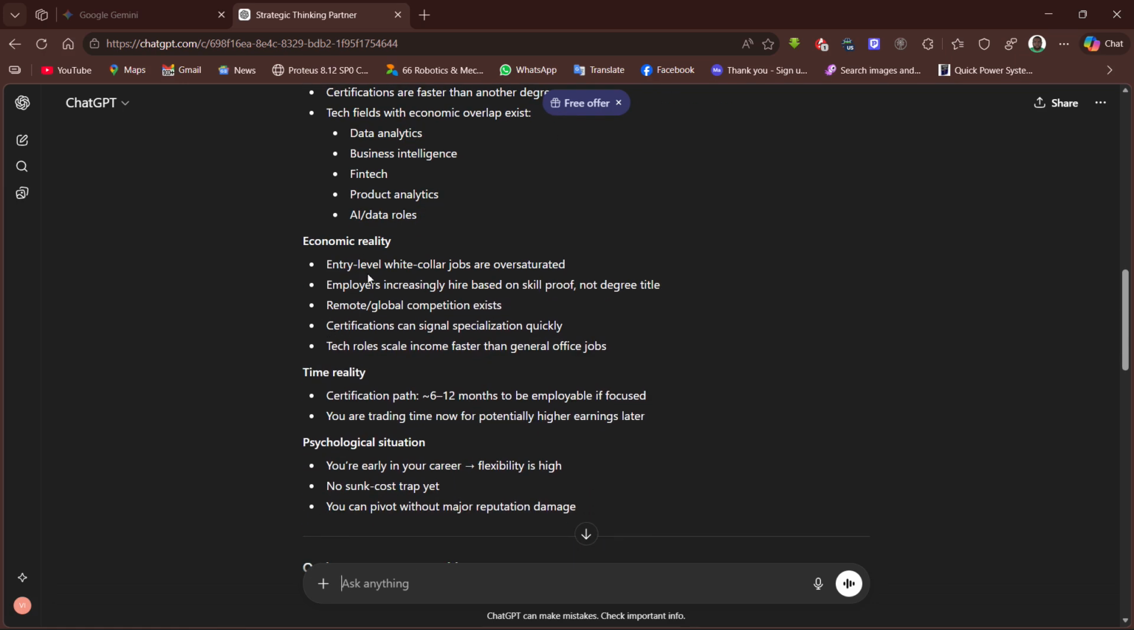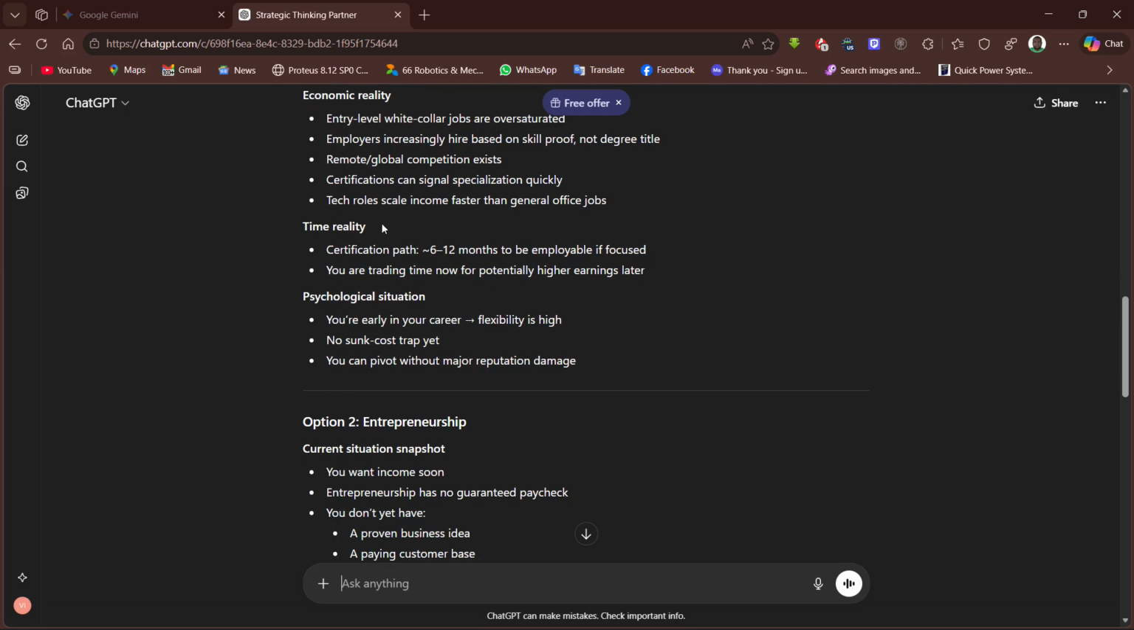Economic reality: entry level white collar jobs are oversaturated. Employers hire based on skill proof, not degree title. Remote global competition exists. Certifications can signal specialization quickly. Tech roles scale income faster than general office jobs. Time reality: certification takes 6 to 12 months to become employable if focused, and then you are trading time now for potential higher earnings later. Psychological situation: you're early in your career, so flexibility is high. No sunk cost trap yet. You can pivot without major reputation damage.